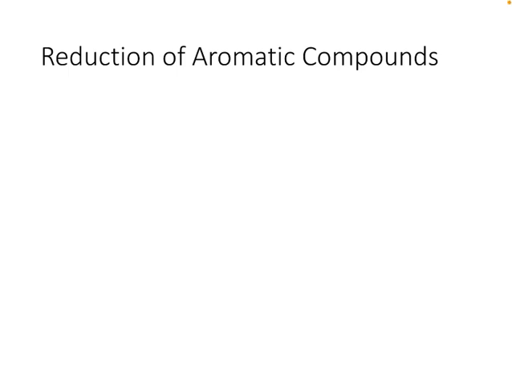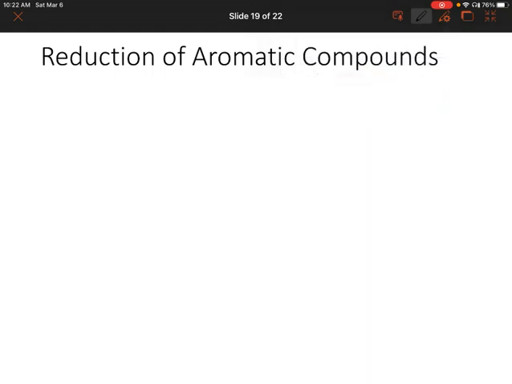Hello again. This is our last lecture for the quarter, and we're going to discuss reduction of aromatic compounds. Okay, so let's say we're starting with styrene. So remember, styrene has a benzene ring and then a 2-carbon chain where a double bond exists between carbons 1 and 2.